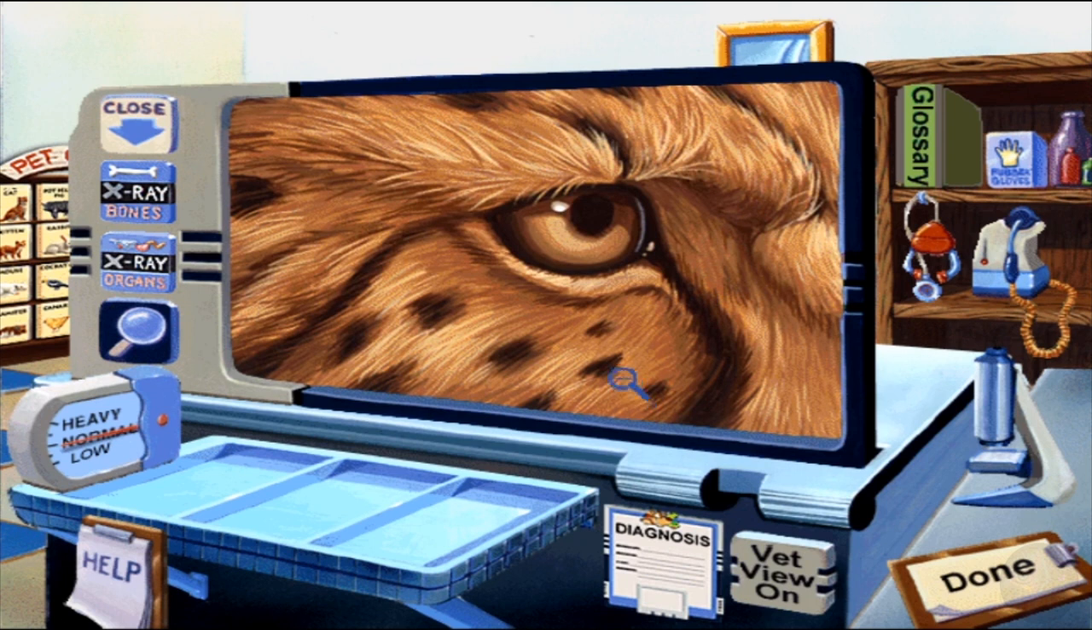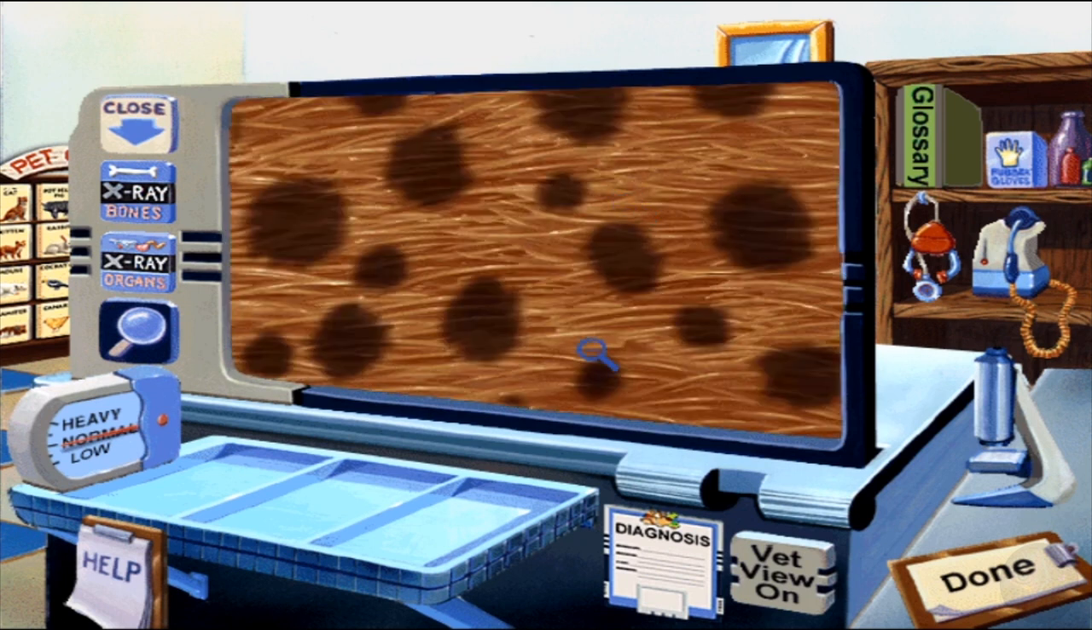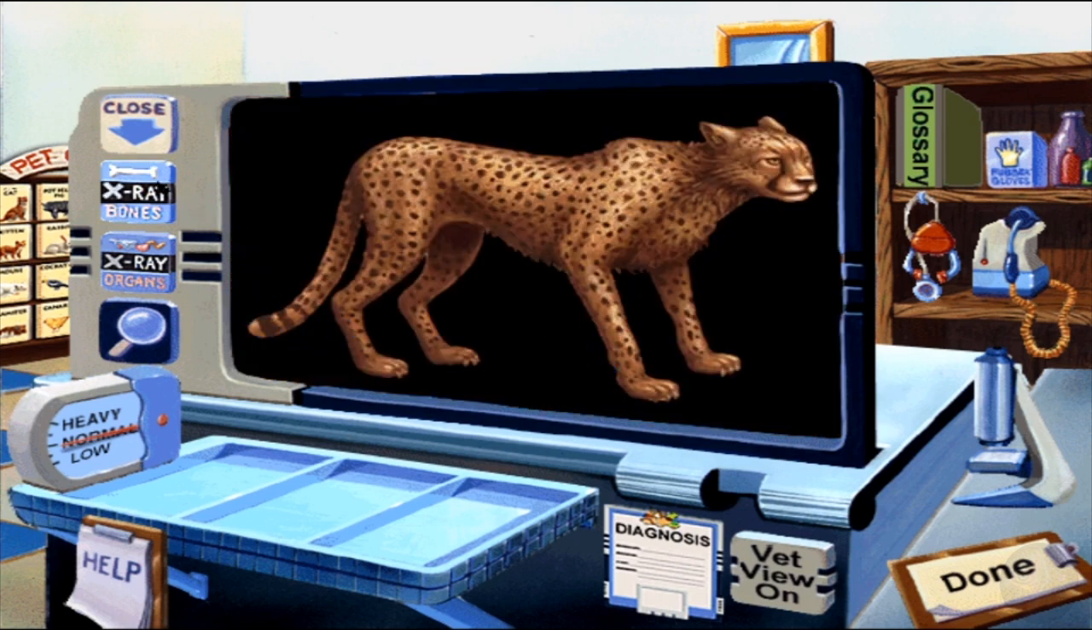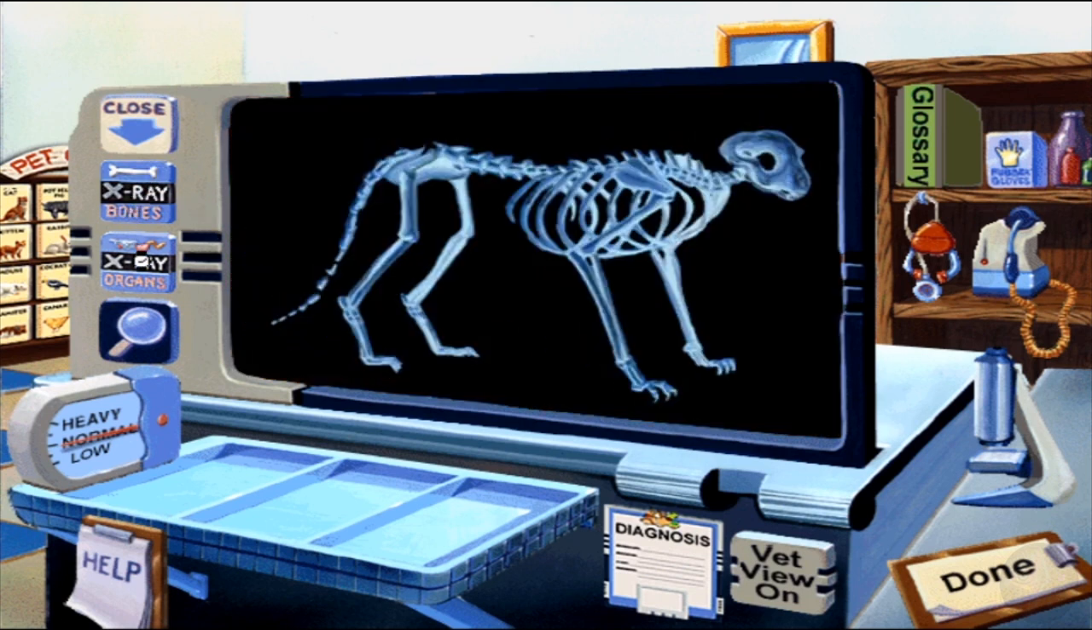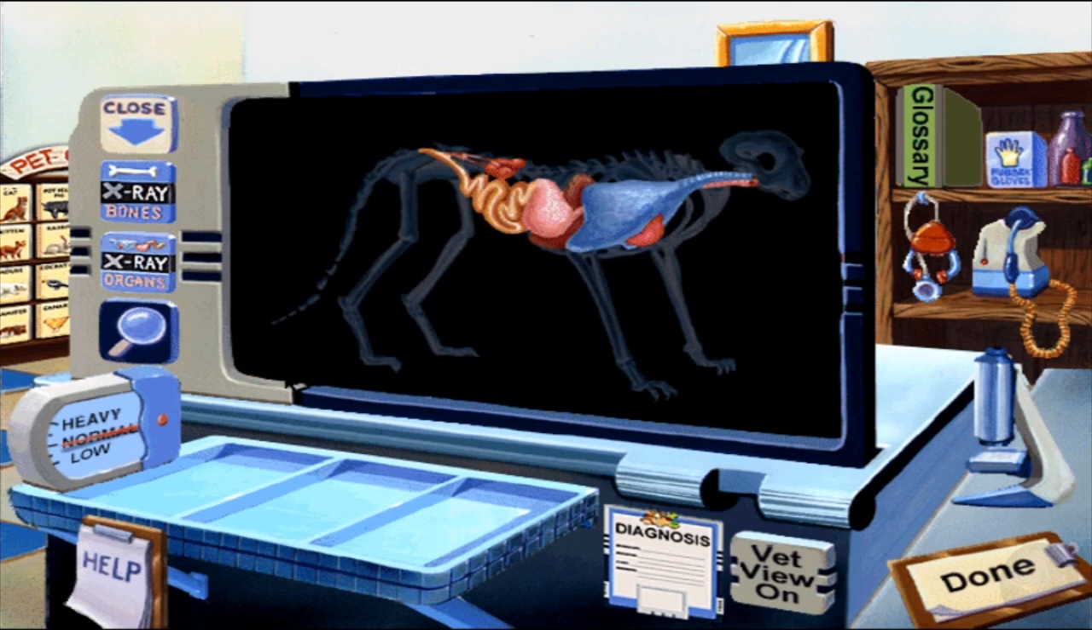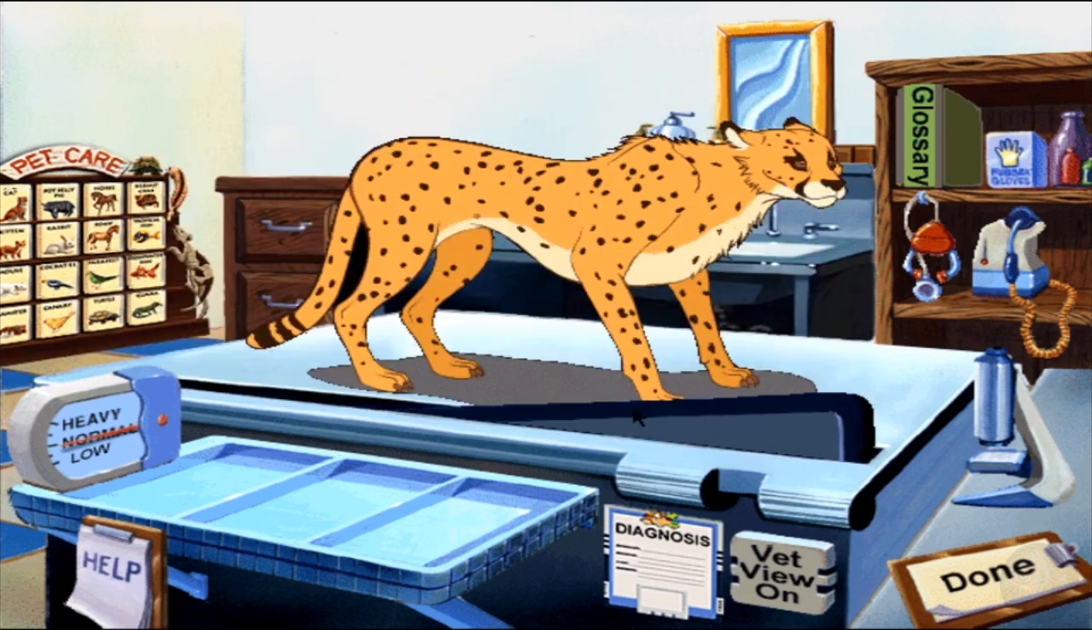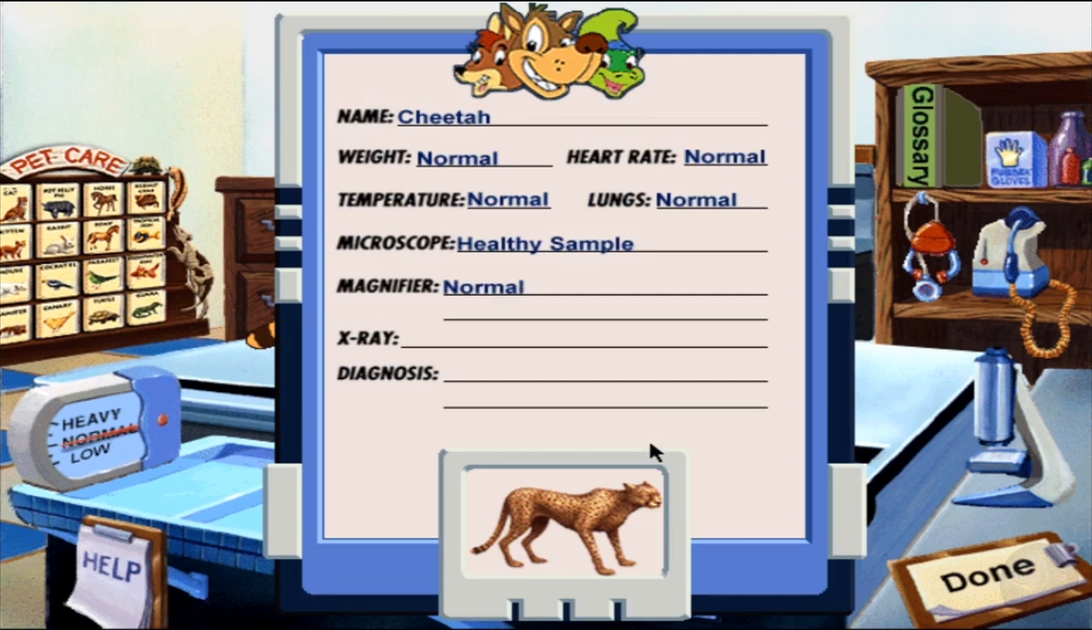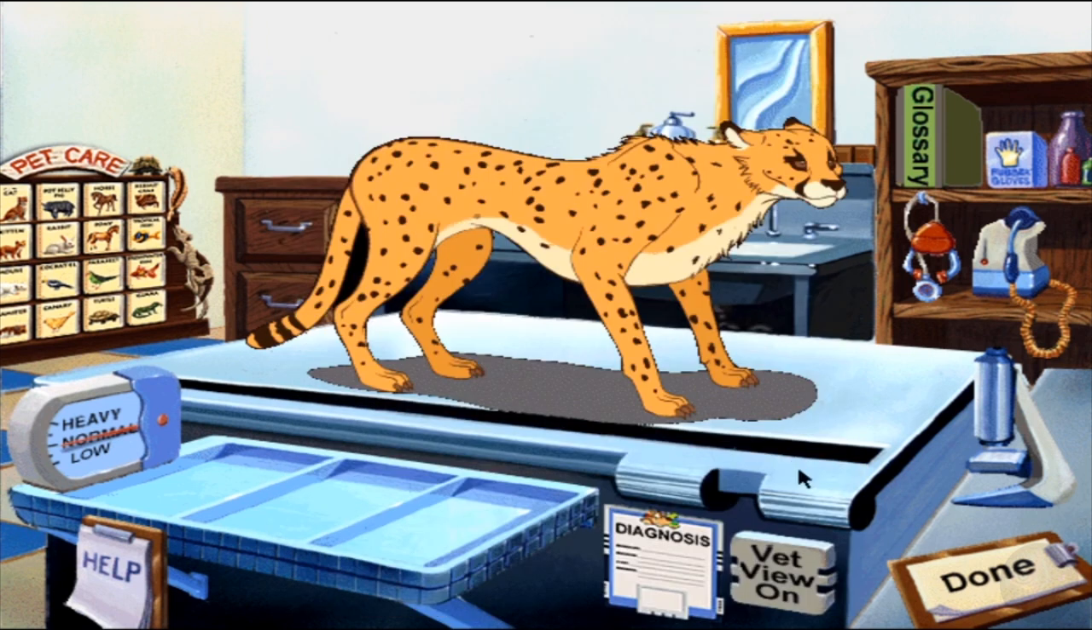Everything looks healthy here. Everything looks healthy here. I don't see any problems here. I don't see any problems here. Normal. Normal. All the tool readings are normal. This animal is healthy. Choose the Done button to go back to a region and find a sick animal.